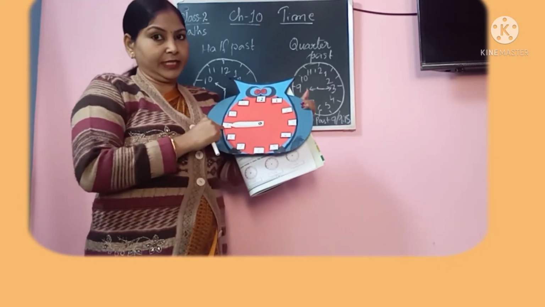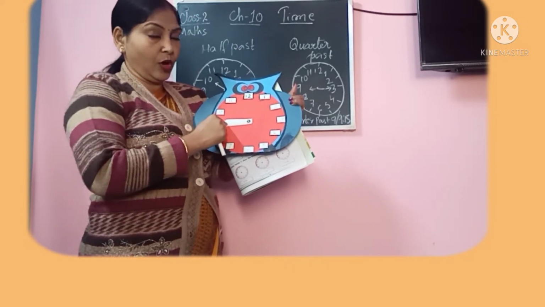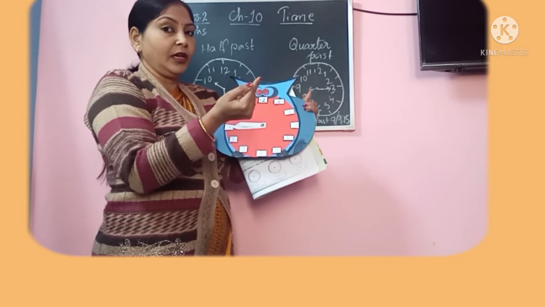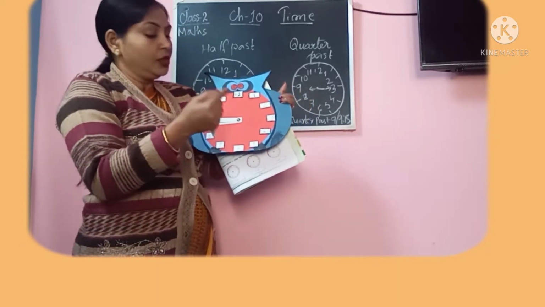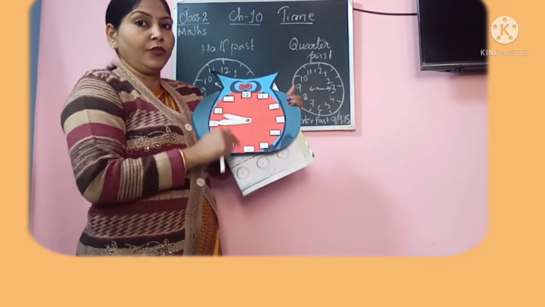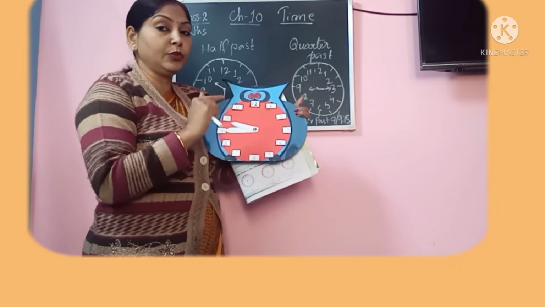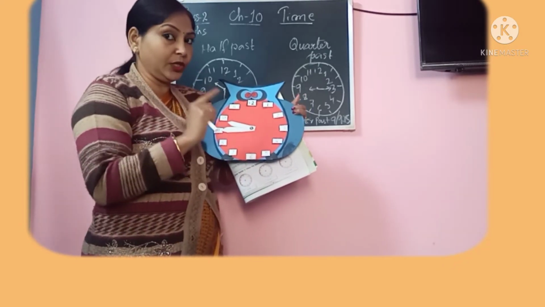The minute hand comes at 9. Now, after 9 o'clock, what is the next time? The next hour will be 10 o'clock. So, how do we read this time? We say it is quarter to 10. Why do we say quarter to 10?